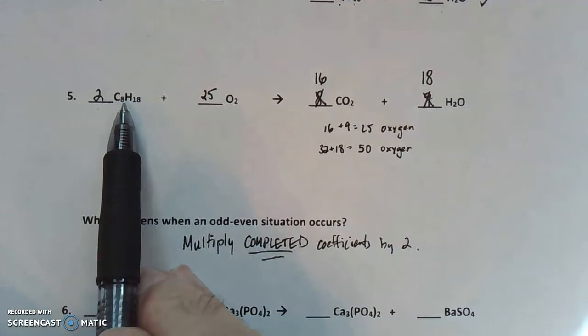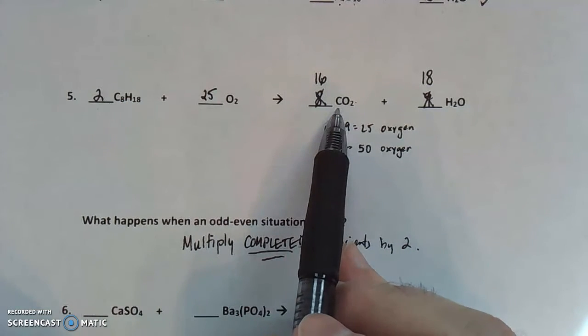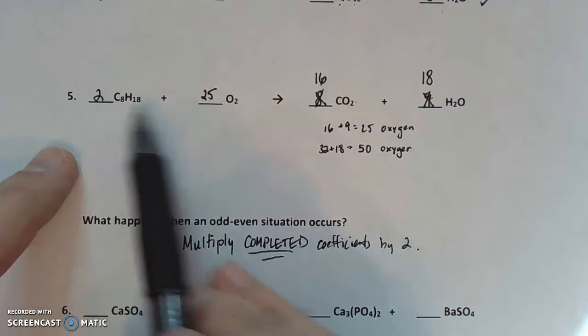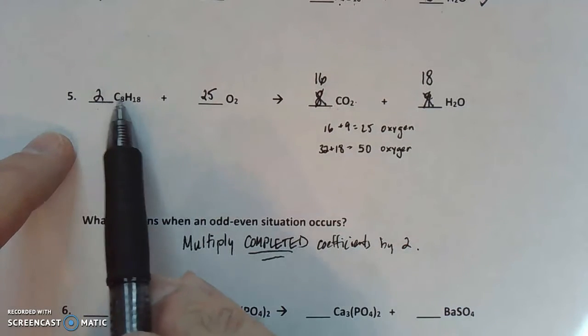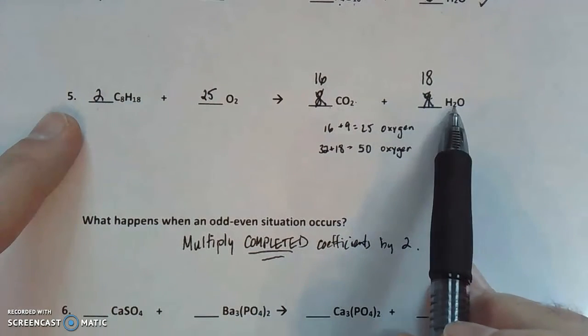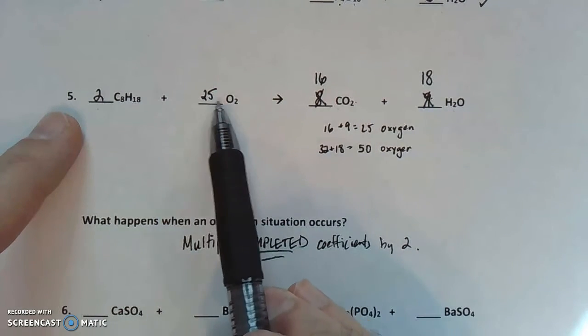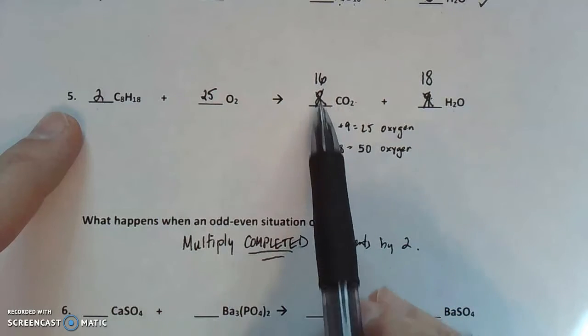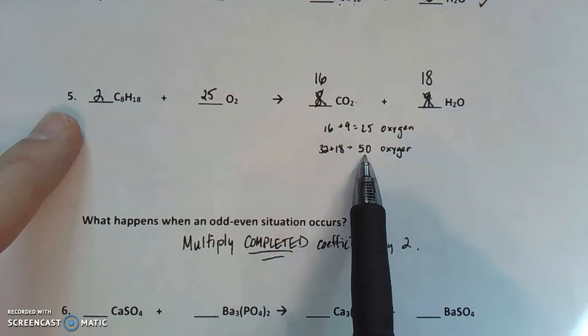So 2 times 8 is 16. 16 times 1 is 16. Carbons, sorry. So we have 16 carbons on both sides. 2 times 18 is 36 H's. 18 times 2 is 36. We have 25 times 2, 50 oxygens. And then we have shown that we have 32 plus 18, which is 50 oxygens.